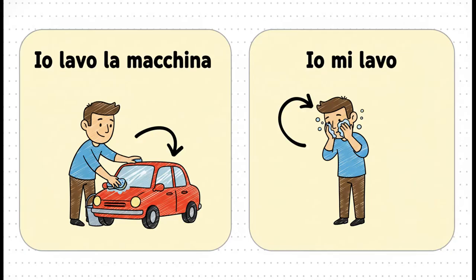Look at this comparison. It makes it so clear. On one side, io lavo la macchina. I wash the car. The action goes from me to the car. Simple. But on the other side, if I want to say I wash myself, I have to add that little word mi right before the verb. Io mi lavo. That mi acts like a little mirror, bouncing the action of washing right back onto me.